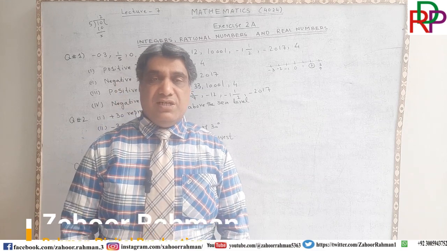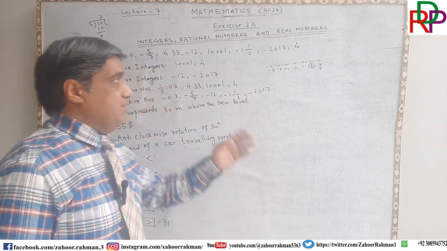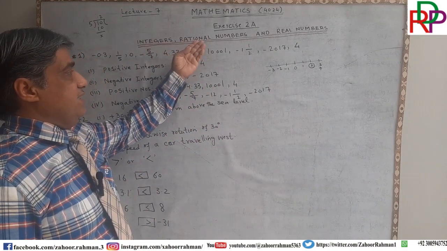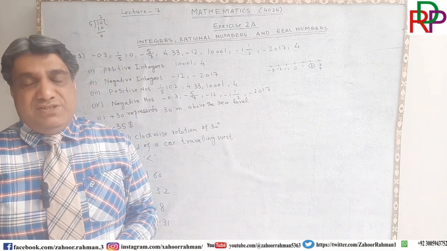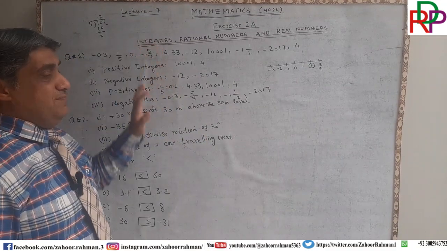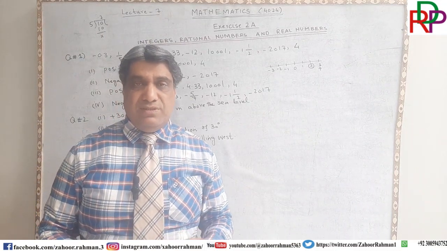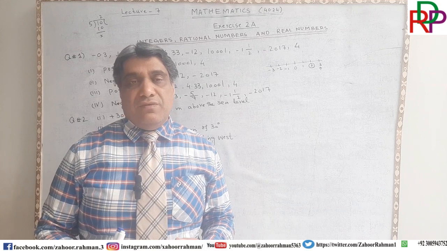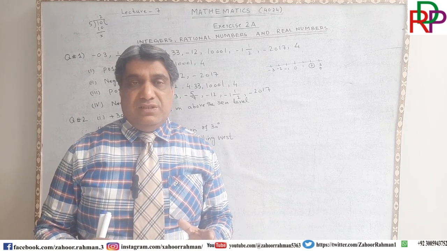We are going to start the second chapter today, and that is all about integers, rational numbers, and real numbers. First, we will take a look at the integers. Let me first define the integers. Integers are those numbers which don't contain any decimal portion.